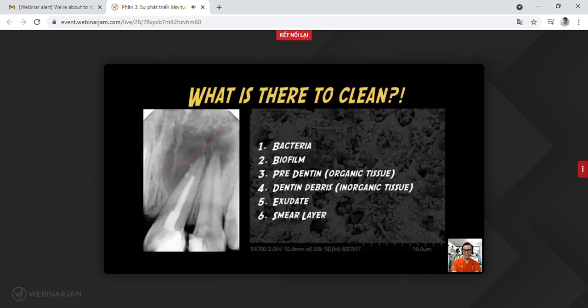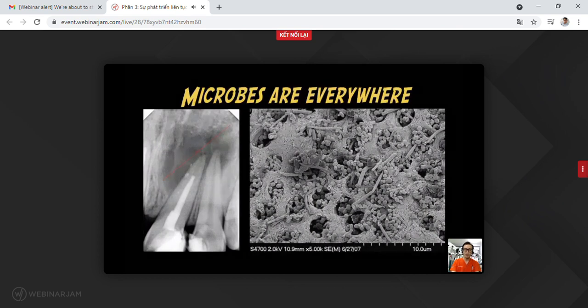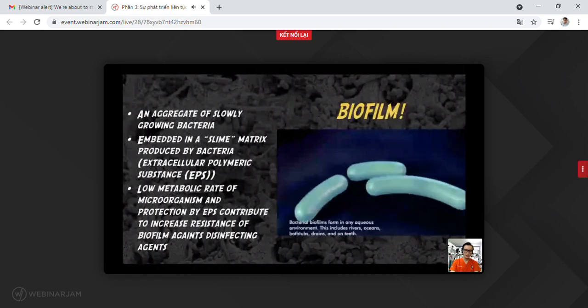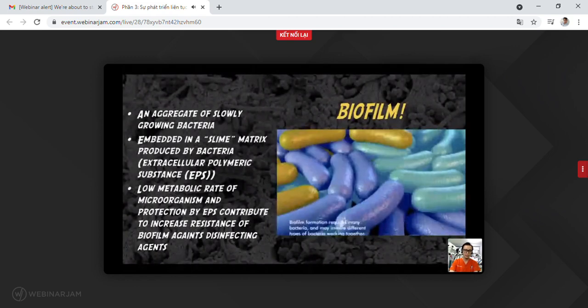So what is there to be cleaned inside the canal? Not only bacteria, but also biofilm, predentin, which is an organic tissue of the dentin, and the smear layer, which is an inorganic tissue produced from shaping and extruded from the inflammatory tissue. We have to remove all of this so that we can achieve a proper lowering or decreasing of the bacterial load inside the canals, and then we can fill the canal with a filling material.